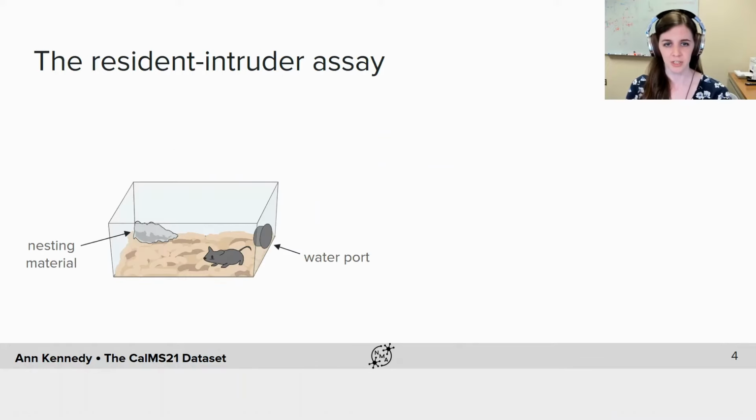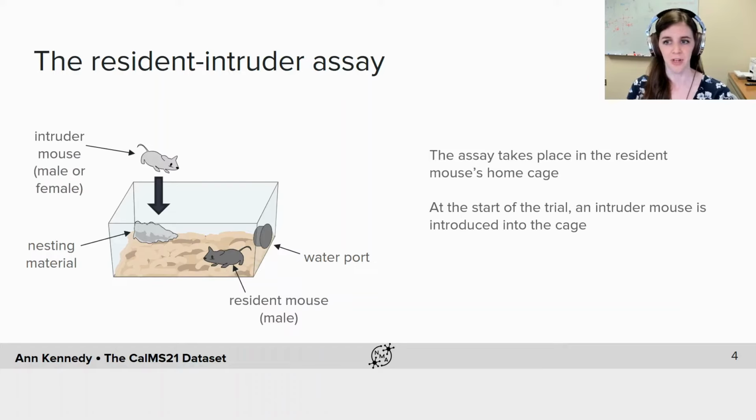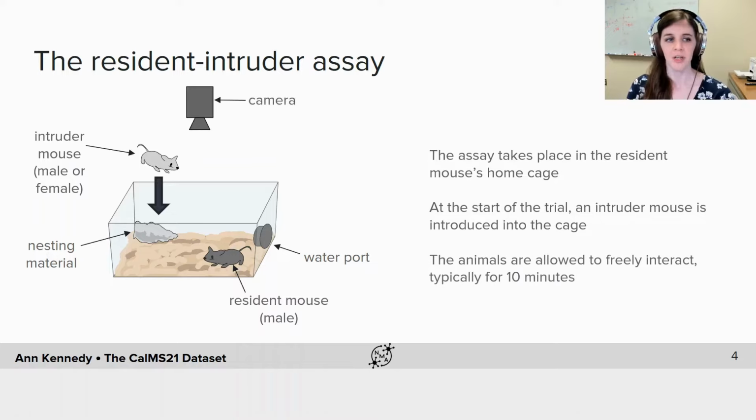In the CALMS21 dataset, we have a large collection of behavioral data from a standardized assay for study of social behavior called the resident intruder assay. So in this assay, we take a resident mouse, which is a mouse that's in its own home cage, and we introduce an intruder mouse that's a male or female, and we allow the animals to freely interact for up to 10 minutes. And while the animals are interacting, we record video of their social interactions using a pair of video cameras above and in front of the animal home cage.